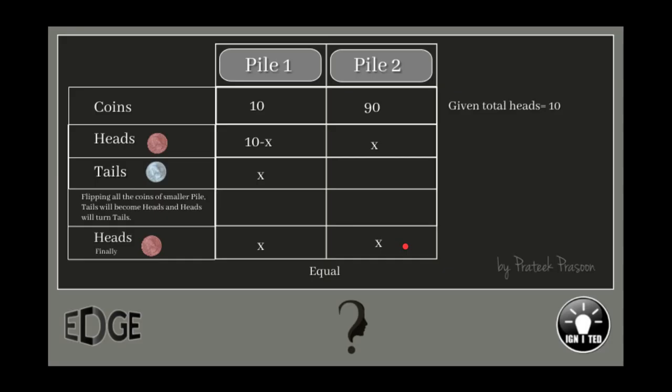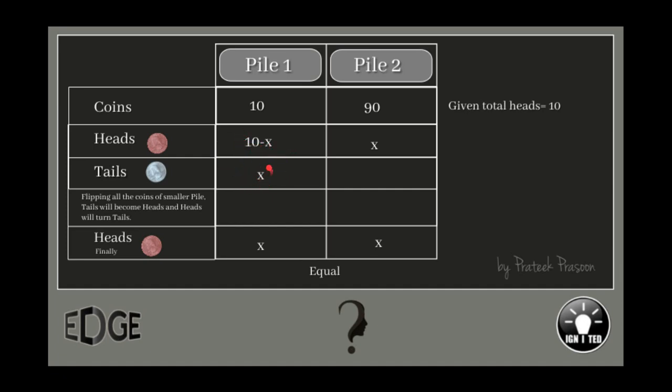This is the solution. Now how can we solve it through algebra? We'll have to construct a table first. Pile 1, pile 2, number of coins is 10 and 90. Number of heads in pile 1 is, first of all we'll see pile 2, it is x. And pile 1 will automatically be 10 minus x, because the total number of heads is 10. Having understood that, because 10 minus x heads are there, whatever is remaining is going to be tails, and that is x. So x will be the number of tails. You can subtract 10 minus x.